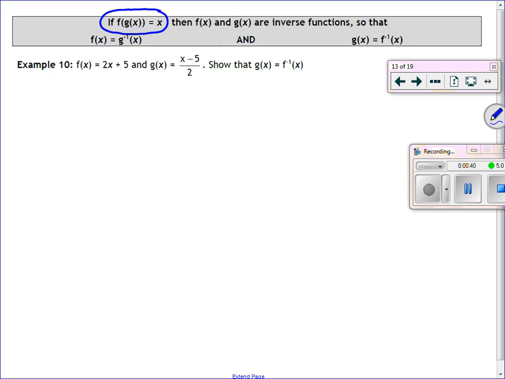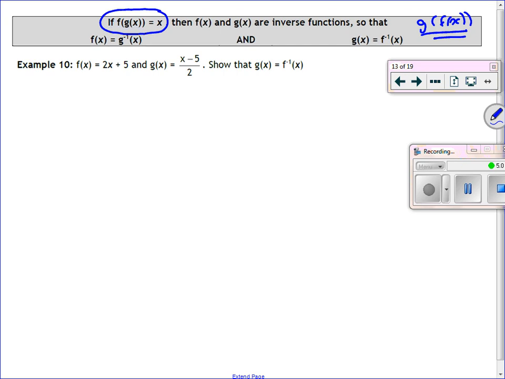So if you're ever asked to work out two composite functions and the result is x, then because the result is x, that means that those two functions are direct inverses of each other. So in this case, in the grey box, if I was to work out f of g of x, and if I got x, it shows me that f of x and g of x are inverses, so that f of x is equal to g to the minus 1 of x, and g of x is equal to f to the minus 1 of x. It would also work out if I worked out g of f of x. I would get the exact same result.